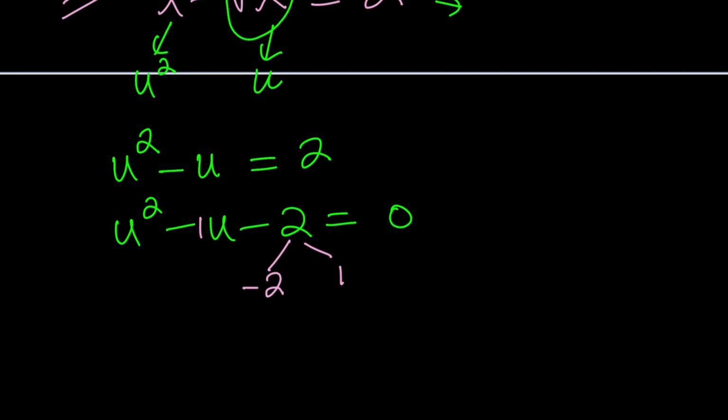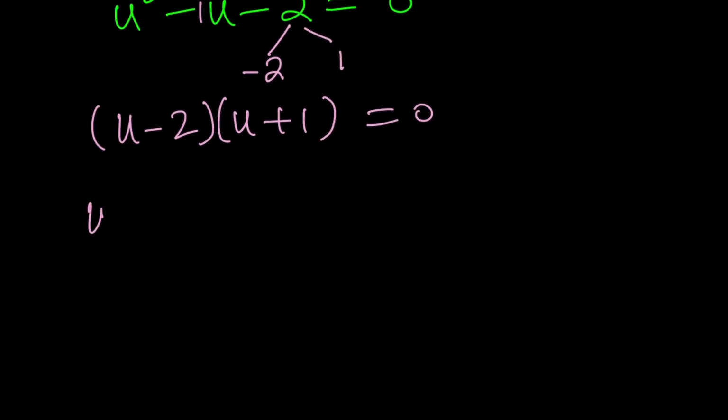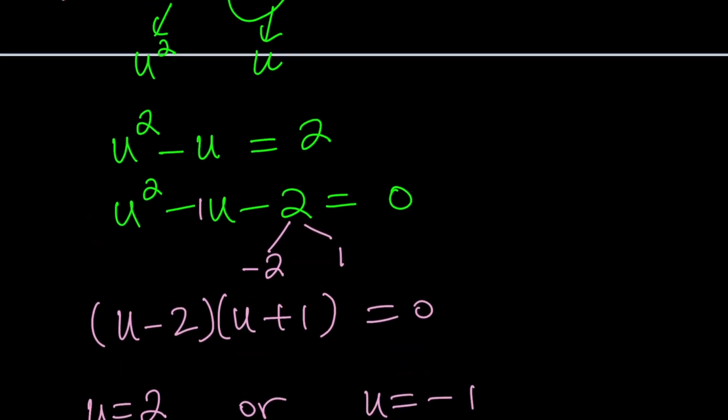So from here, we get the following factors. u minus 2 multiplied by u plus 1 equals 0. And this implies either u equals 2 or u equals -1. Are we going to be able to use both values? If there are two u values, does that mean we're going to get multiple values for the result, or is that going to be unique? Let's go ahead and explore.